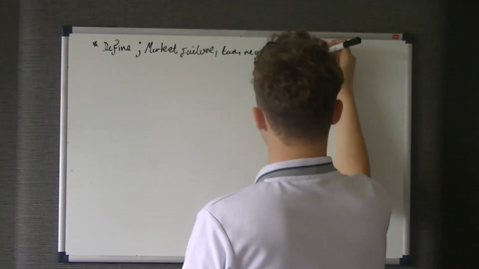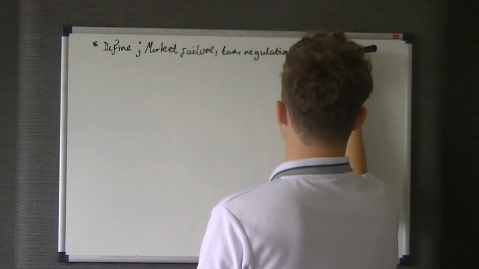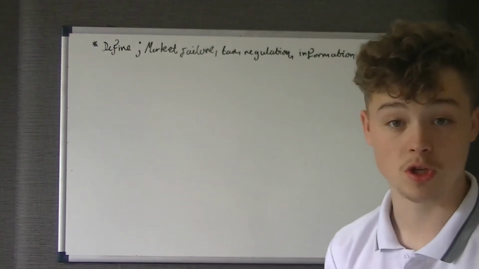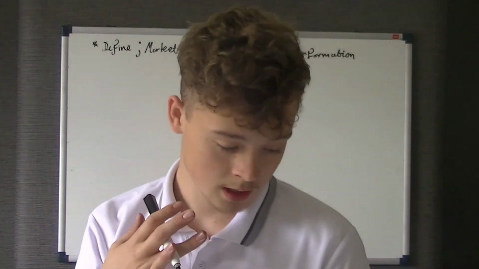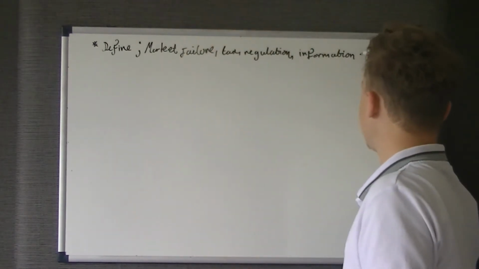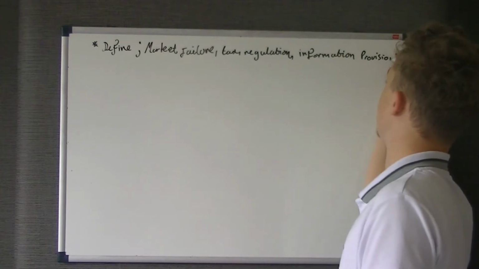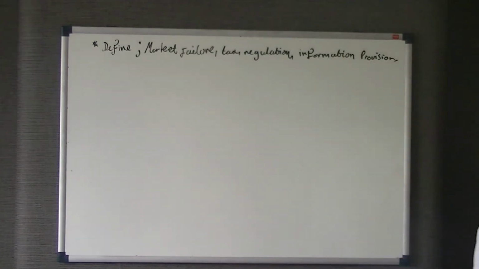Information provision is giving the individual the correct information to allow the individual to make a rational decision on the choices. I'd probably end that a little bit differently, but never mind. I think that's it, isn't it? Market failure, type of regulation. You can talk about bans, but that's kind of regulation, so you can define it how you want to.